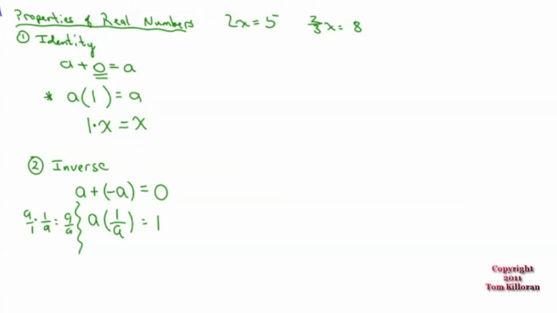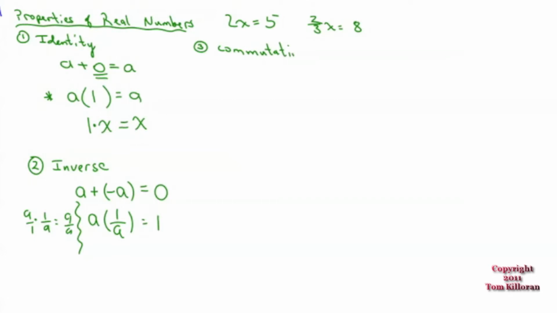All right, so this is additive identity, multiplicative identity, additive inverse, multiplicative inverse. I love that word, multiplicative. Multiplicative. All right, the other properties, 3. Commutative.